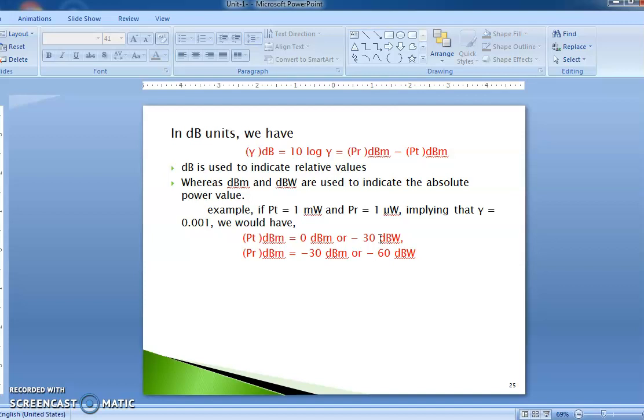dB is used to indicate relative values of power, whereas dBm and dBW are used to indicate absolute power values. For example, if Pt is 1 milliwatt and the received power is 1 microwatt, implying that γ = 0.001, the transmitted power is 0 dBm or −30 dBW. The received power is −30 dBm or −60 dBW.